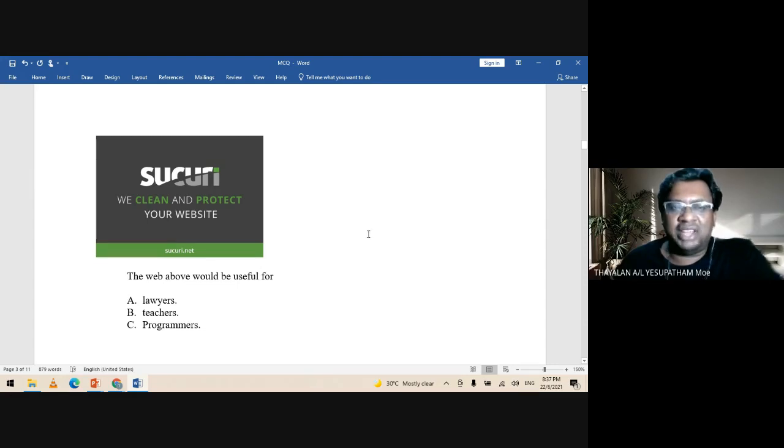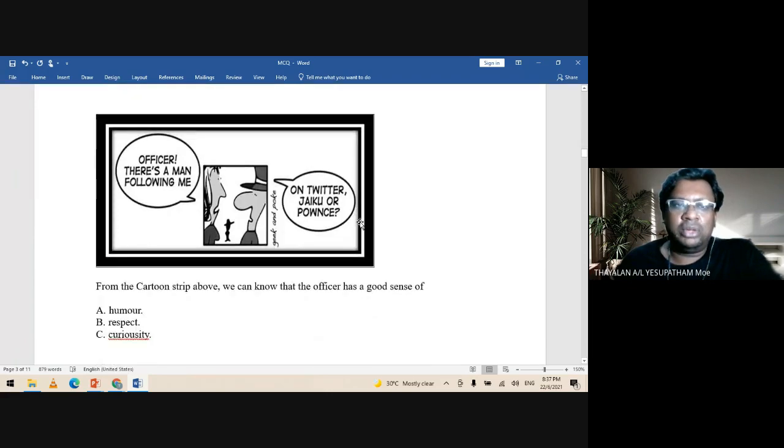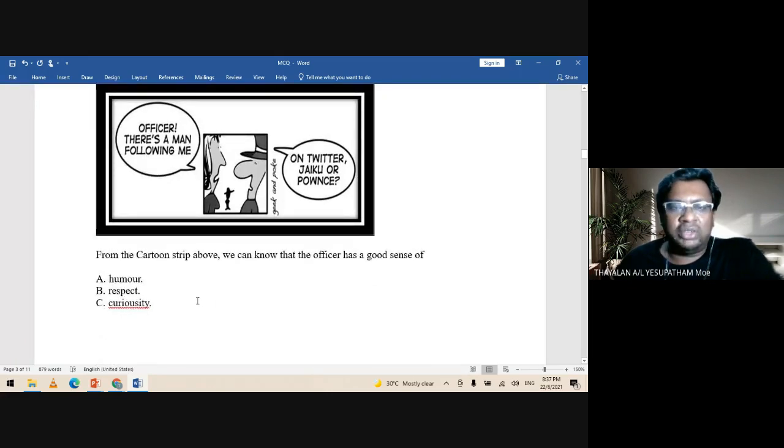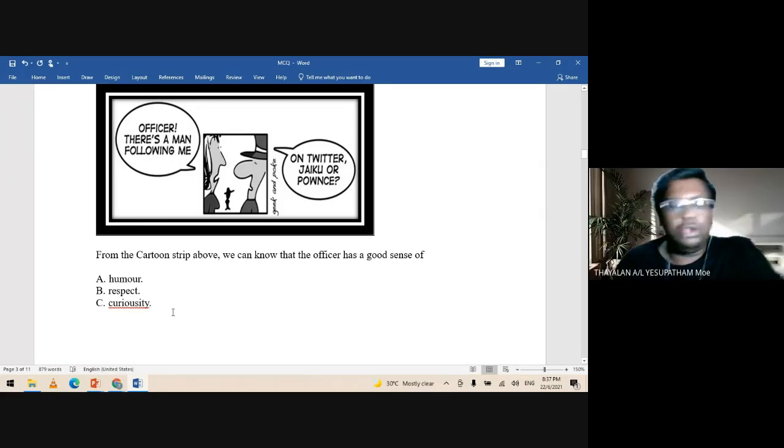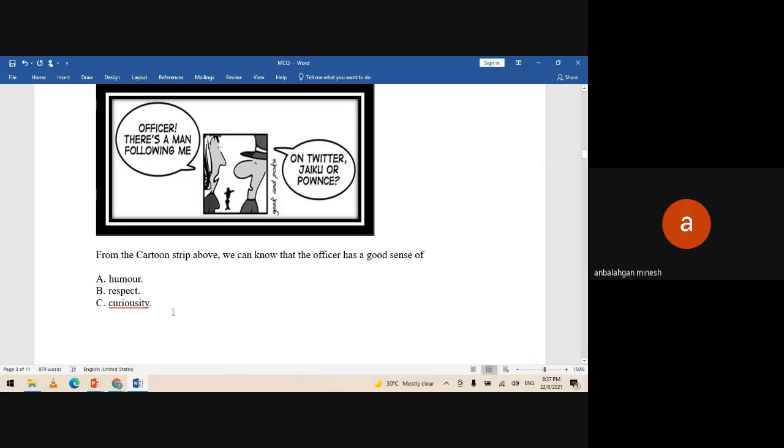If we are going on this rate, I'm sure you'll be able to get all correct. Let's go. Now, I'm not going to read the question. You're going to read the question. Okay, I'll read the question and you're going to tell me the answer. From the cartoon strip above, we can know that the officer has a good sense of humor, respect, curiosity. Okay. What is curiosity?